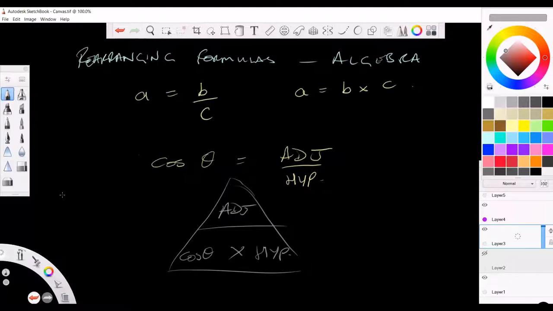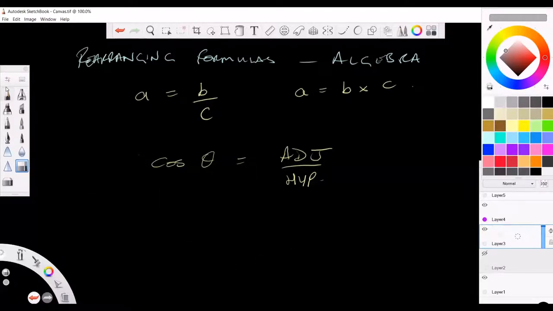And then what you can do is you can cover up whichever you want to know. So cos theta is obviously adjacent divided by hypotenuse. But if I want to know adjacent, cover up adjacent, then it's cos theta times hypotenuse, which is what we just worked out. And if I want to know the hypotenuse, it's the adjacent divided by cos theta. And you only need to know one version of the formula to do this. So if you know that cos theta is adjacent divided by hypotenuse, you can make this triangle.